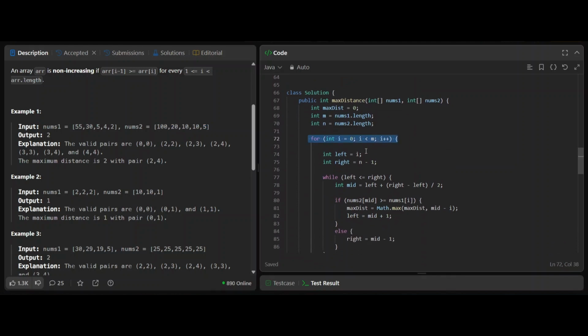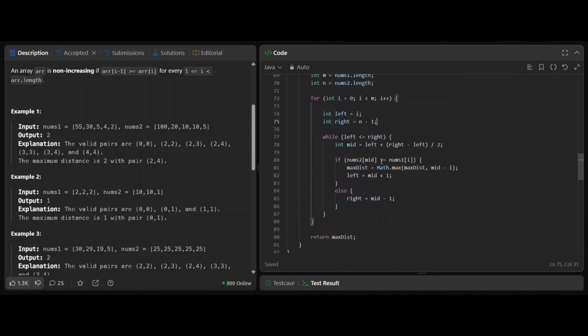For every number we are applying binary search in this one. Left will be our that index I, and right will be n minus 1, the last index of second array. Second array, got it? Simple binary search. If left is less or equals to right, well then हम इसमें check करेंगे, mid निकाला, compare करा. Now think about it. If nums2 of mid is greater or equals to nums1 of I, क्या ये valid case है? हाँ जी. Okay, but wait, what about j should be greater or equals to I?